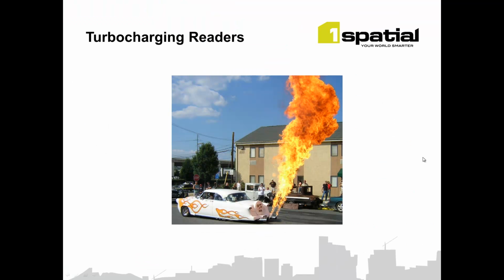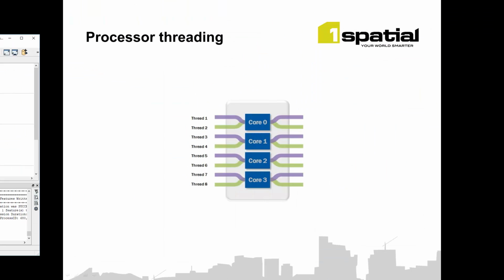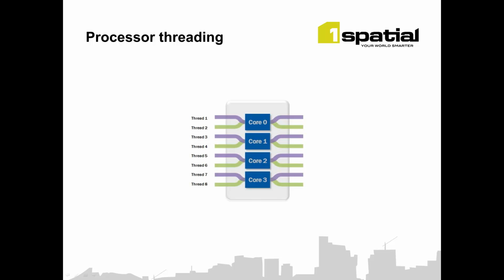So, turbocharging your readers, all well and good. What about using the full capability of the hardware that you've got your FME installed on? So let me just close down that old process and we'll get into a topic around threading. This is effectively where, if you have a machine that has multiple cores, sometimes each of those cores can have more than one thread. That basically means that you can start executables on your machine and run more than one at a time.